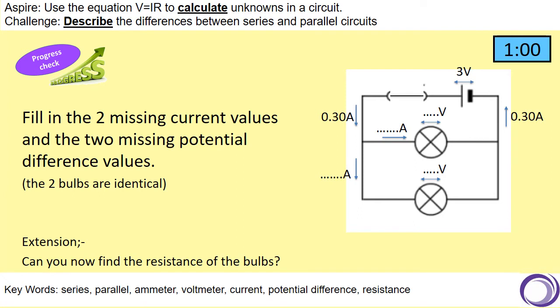Trickier now. Let's have a look at a parallel circuit. Again, I want you to fill in the 4 values there. There are 2 current values to fill in and 2 potential difference values to fill in. If you manage to do it in the time, can you remember the equation? It's actually at the top of the slide there, V equals IR. Can you use it to work out the resistance of one of the bulbs? They are both the same, so you only have to do one of them.